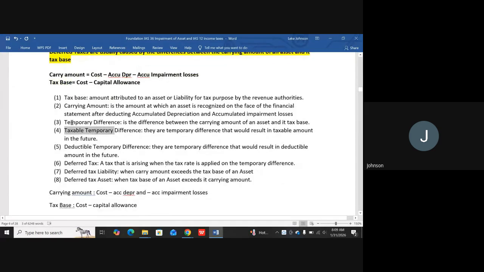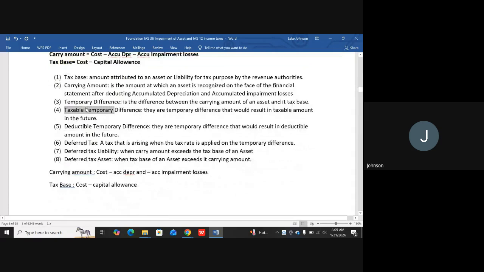So that's what we call taxable temporary difference. Am I looking at taxable temporary difference? Oh, sorry. I thought I was looking at just temporary differences. Okay. So temporary difference is the difference between the carrying amount of an asset and its tax base.